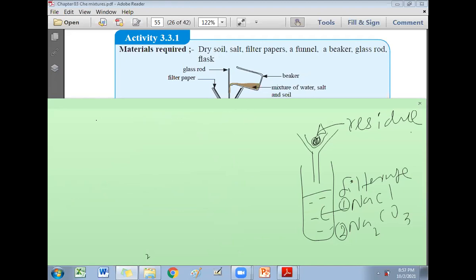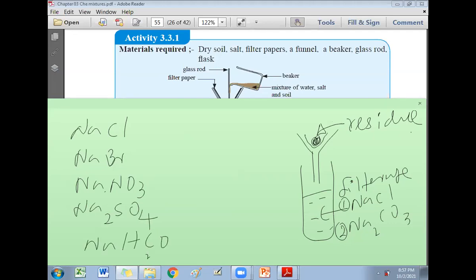Otherwise, I can post the marking scheme also with the paper. Without proper understanding of the theory, there is no point in answering questions. Okay, so what did I tell now? Any compound of sodium, sodium chloride, sodium bromide, sodium nitrate NaNO3, then sodium sulfate, sodium bicarbonate, sodium carbonate Na2CO3, all these are ionic, and any compound of sodium is completely soluble in water.